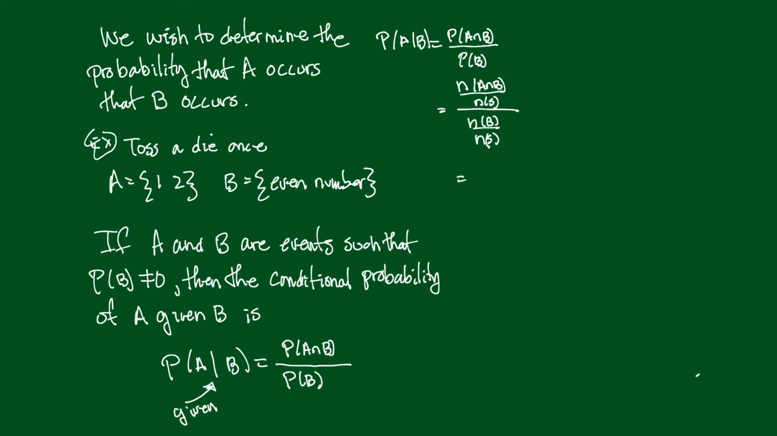I invert and multiply. So I get the number of elements in A and B divided by the number of elements in S. Okay, it's this one times, invert that. Invert, right? Just flip it over. Times the number of elements in S over the number of elements in B. And then you can see what's going to happen here. The number of elements in S cancel, and you are left with the number of elements in A and B over the number of elements in B.